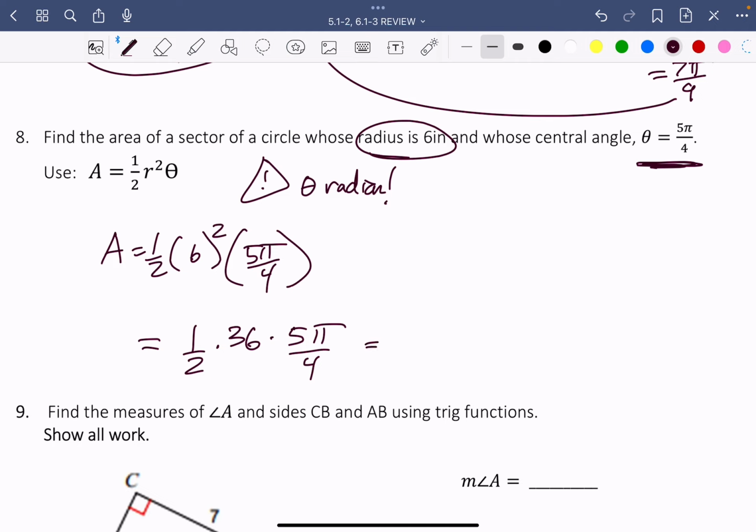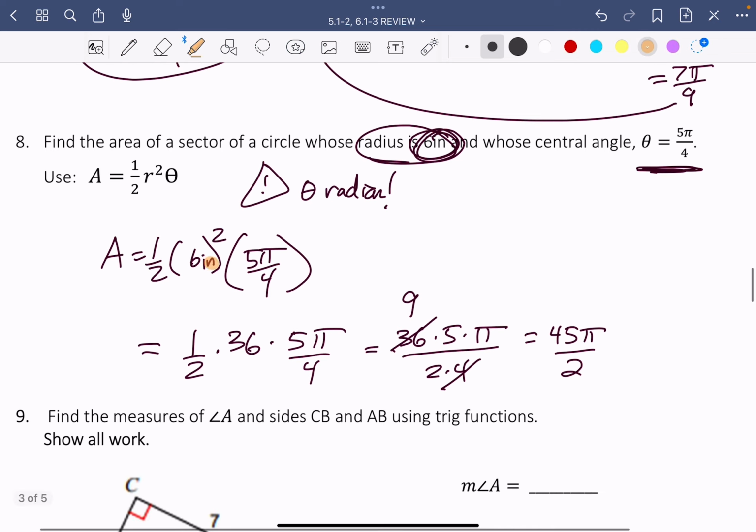So that's going to give us 36 times 5 times pi over 2 times 4. And then we just start simplifying. You take a 4 out of these and leave a 9 on top, right? So that's just 45 pi over 2. Well, notice if it's in inches, and we plugged in inches here before we squared it, then the units are going to be square inches.